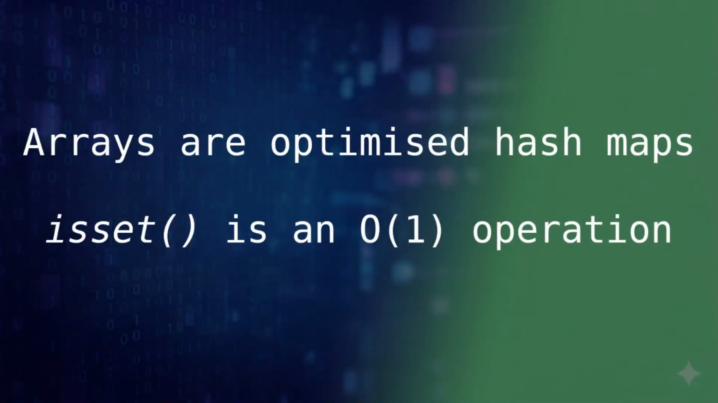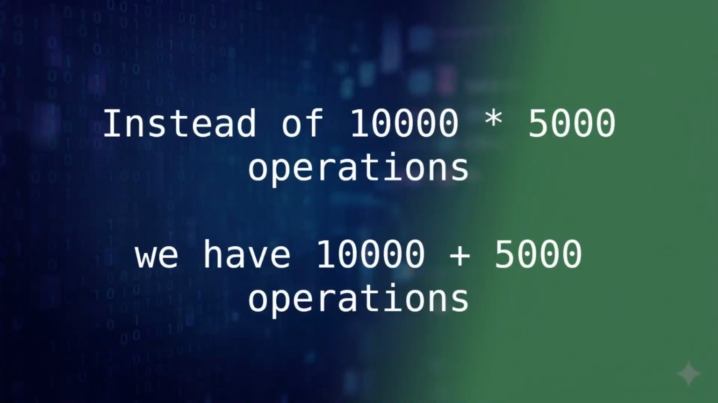By using array flip, we turned our search list into a hash map. In PHP, checking is set on a key is an O(1) operation. It's a direct lookup. Now instead of 50 million operations, we do 5,000 to flip the array and 10,000 to check the products. We just went from 50 million steps to only 15,000 steps. That's the power of understanding the big O.